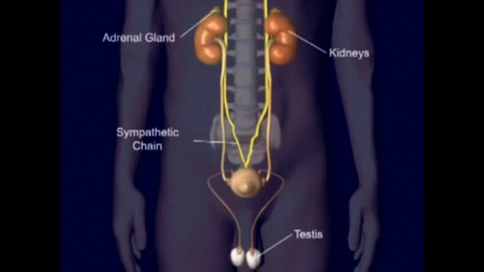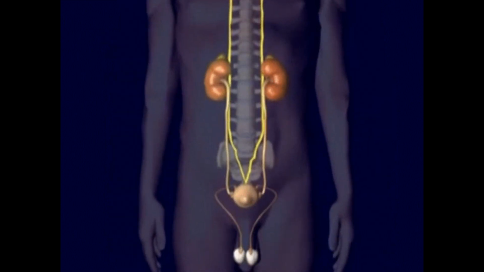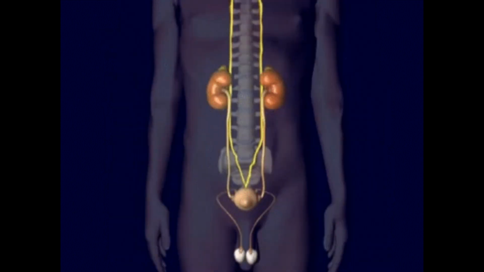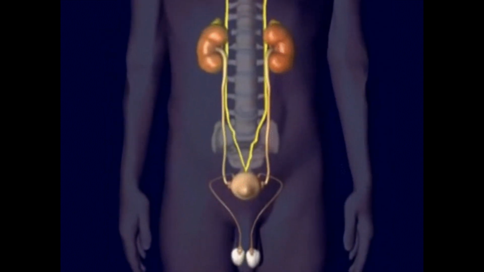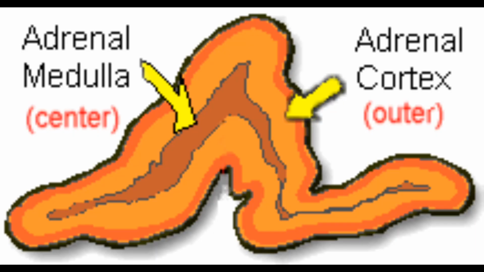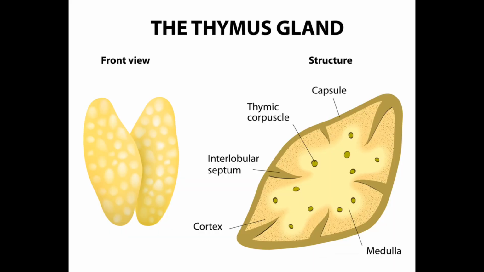This is another gland, which consists of the testes. The testes secrete in males especially the testosterone hormone. In females, the gland is replaced by the ovaries, which secrete progesterone and estrogen. The adrenal gland has two parts: the adrenal medulla, which secretes catecholamine, and the adrenal cortex, which secretes corticosteroid hormone, aldosterone, and sex androgen.